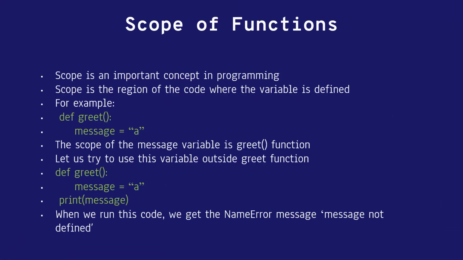Scope is an important concept in programming. Scope is the region of the code where the variable is defined. For example, if we have this function, def greet, message equals to A, the scope of the message variable is the greet function. I want us to try to use this variable outside the greet function, like this, and we'll run this. Let's see what happens.